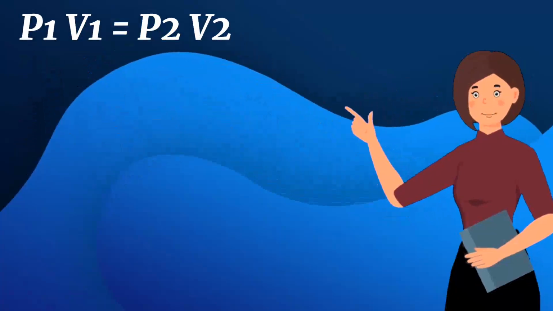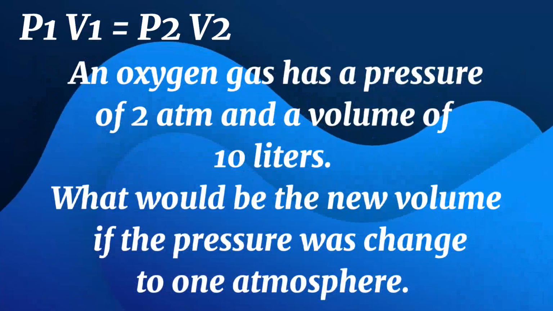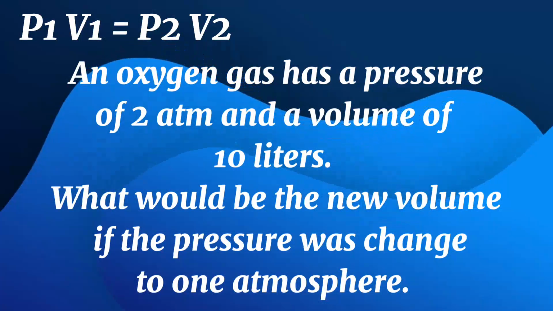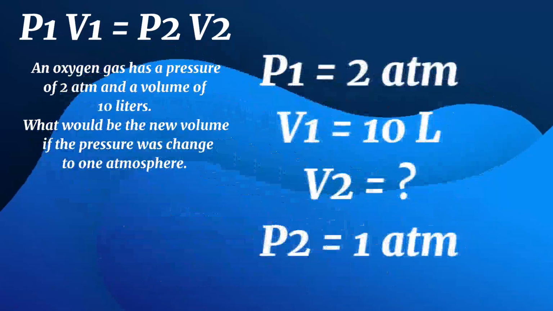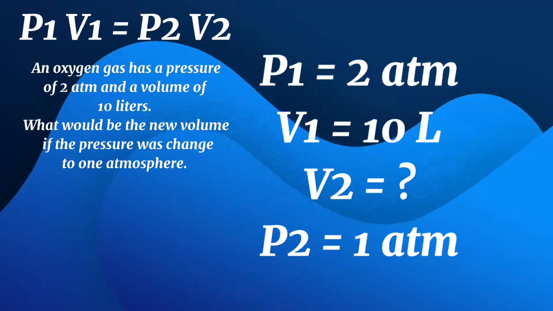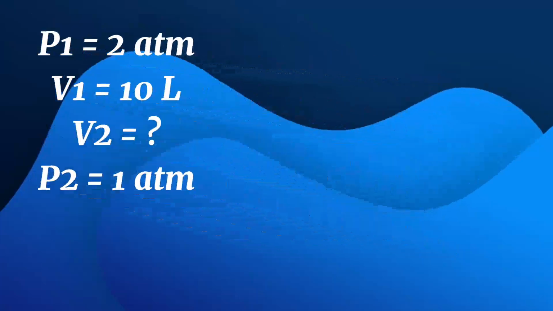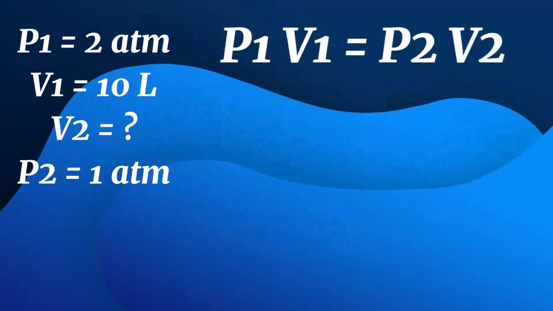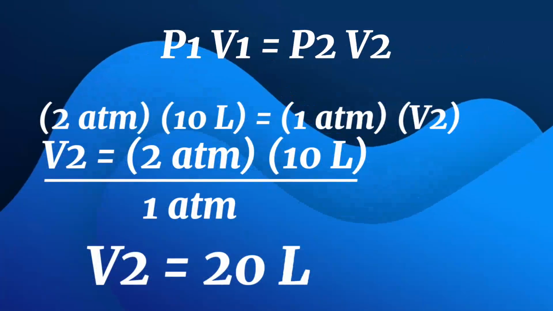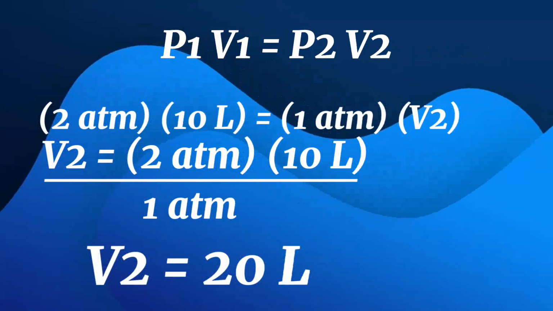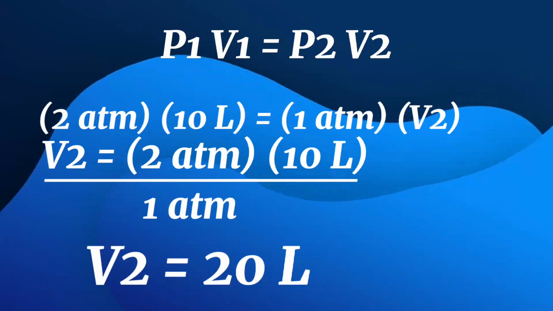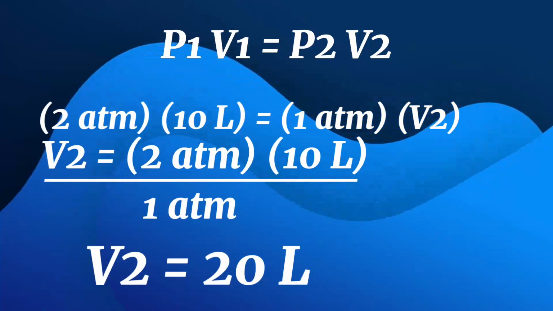Consider this sample problem. First, we have to identify the given. So we have. Now, we're going to find the final volume. We substitute in this formula. Solving for the final volume, we have 20 liters. We notice here that the final pressure decreases, so the final volume increases. It was doubled.